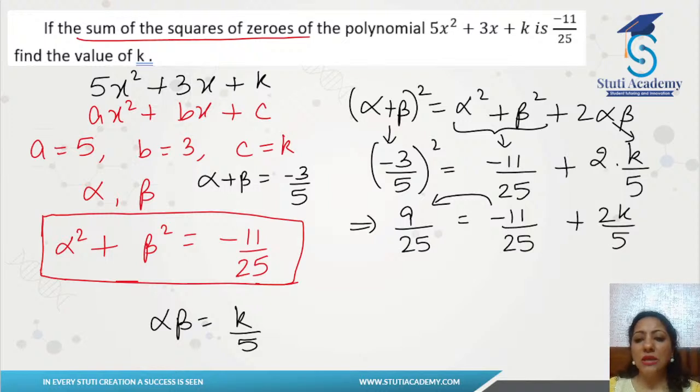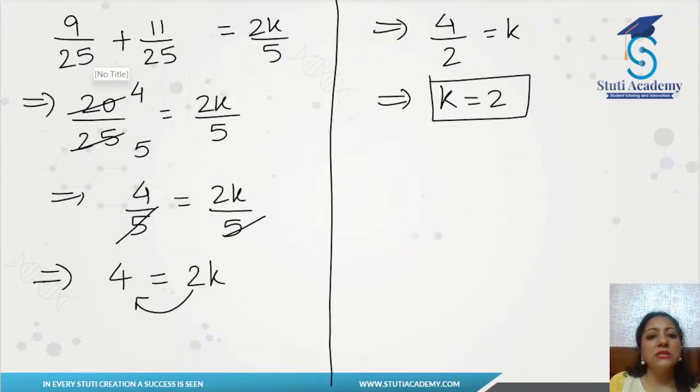Now this minus 11 upon 25 will go on the other side and this will get added. So we have 9 plus 11 upon 25 is equal to 2k upon 5. Now we have 25 here as the common denominator, so we need not calculate the LCM, not required in this case. And then we have 9 plus 11, that's 20. And we can cancel numerator and denominator by 5.